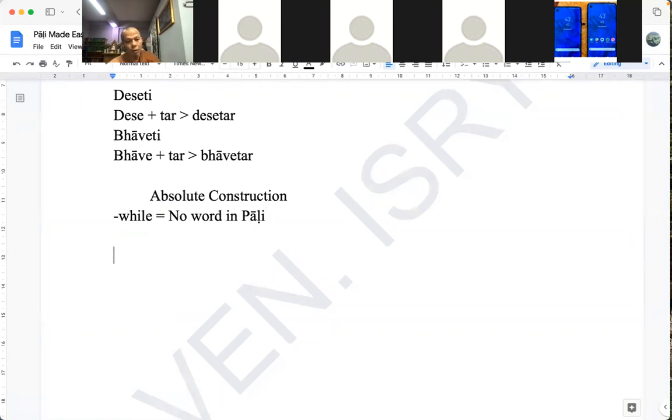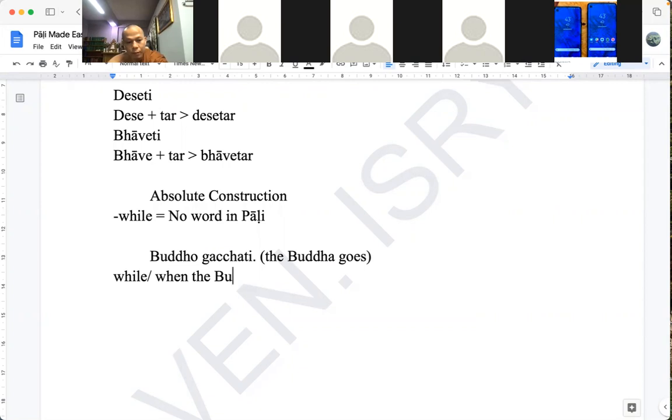So for example, Buddho gacchati. We know the meaning: the Buddha goes. When we want to say "when the Buddha goes" or maybe "is going", to show that sense, we use this absolute construction.